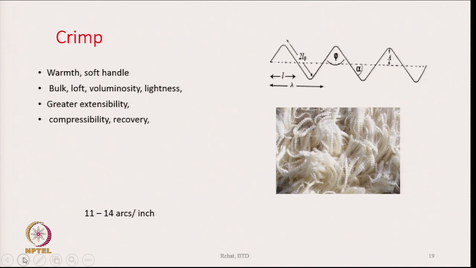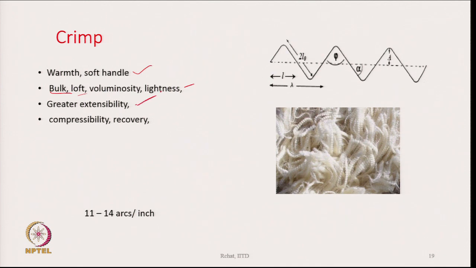So, in man-made fibers we introduce crimp by some means, so that they can be processed easily on different machines, especially on carding machines. Now, crimp will affect warmth and soft handle. Warmth comes because of crimp: fibers will not be able to pack easily, and therefore a lot of voids will be there. And if that is so, bulk, loft, everything will be there, because the fibers are not going to come very close to each other. The crimpiness of the fiber will keep the fibers away from each other.